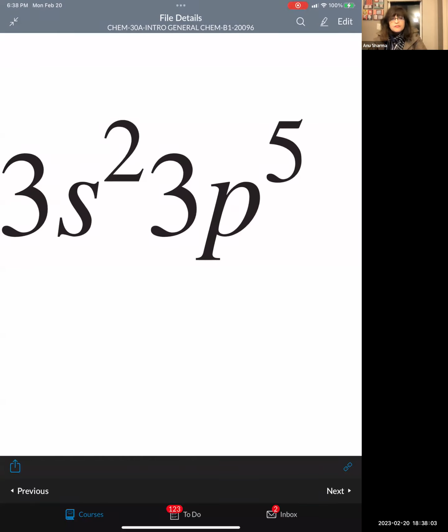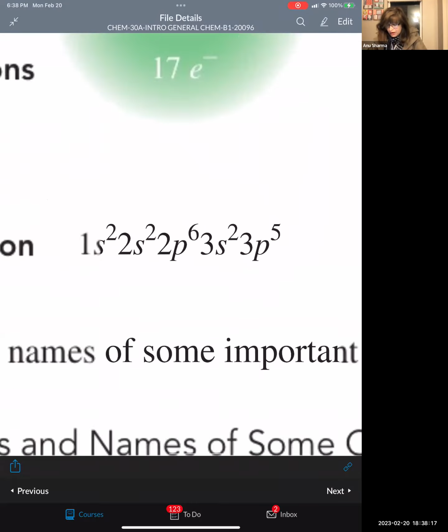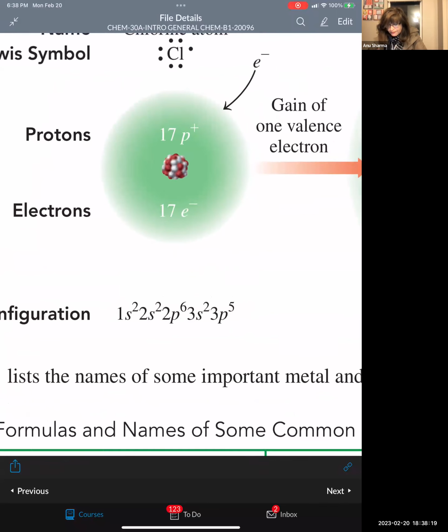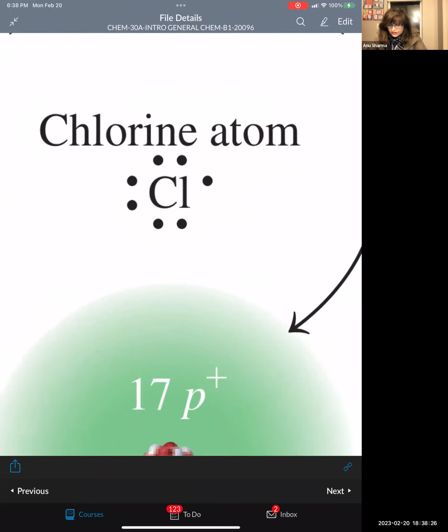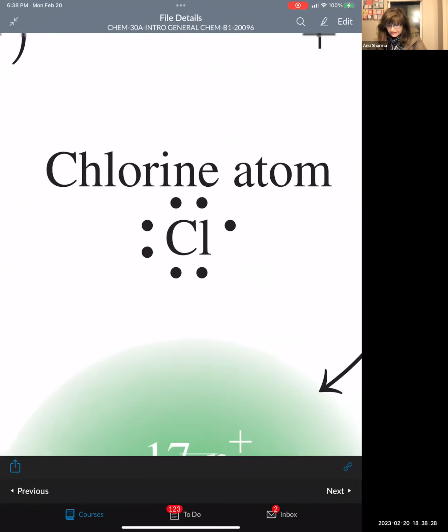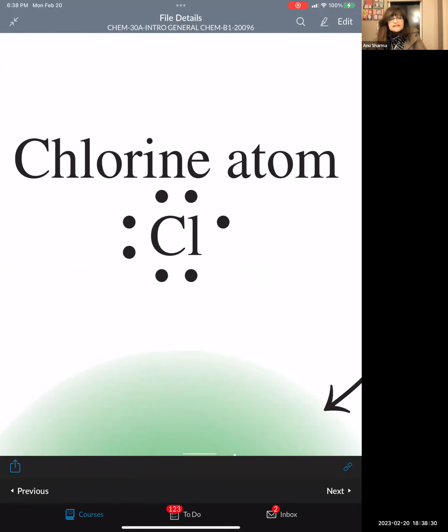So always keep this in mind that the valence electrons are present in the highest shell number. So here you have 3s2, 3p5. 2 plus 5 is 7. 7 valence electrons. So now we have chlorine with 7 valence electrons. Now 7, it's very close. How do you show 7 valence electrons in chlorine? Like this. So these 7 dots you see, these are the 7 valence electrons.